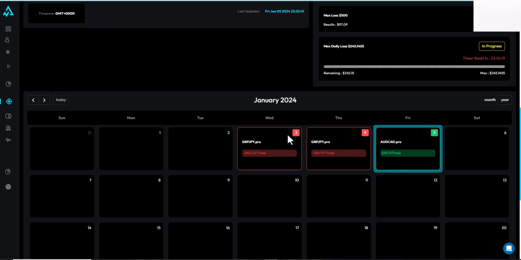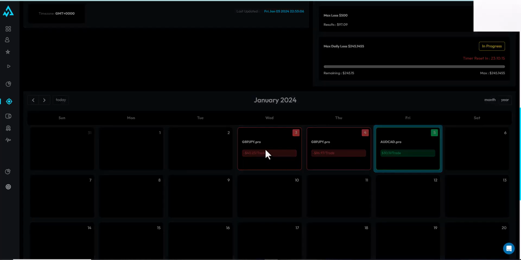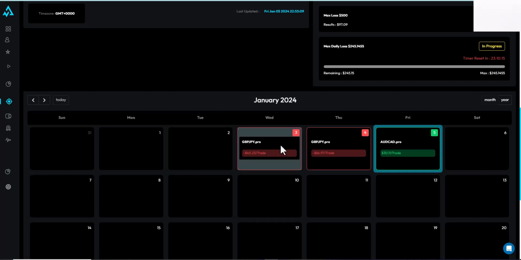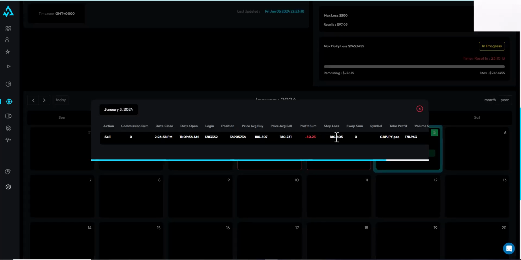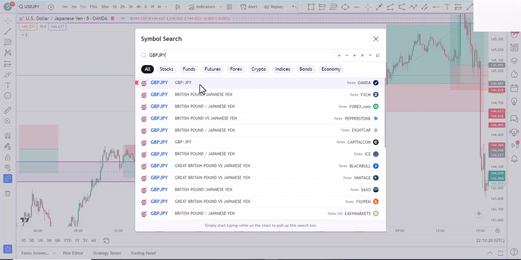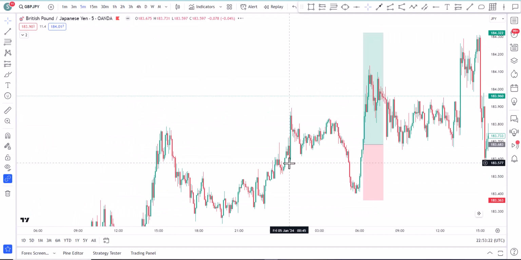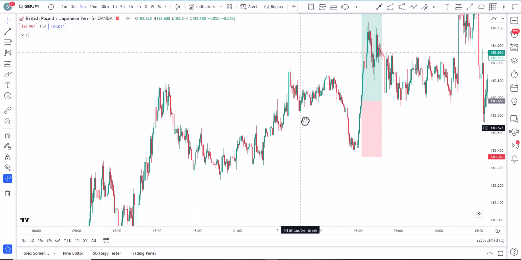Let's look at what happened on Wednesday. I took a loss of $40 on GBPJPY. That was the only trade I took that day. So let's break down my trade on GBPJPY. Let's look at the trade I entered and do a quick analysis on that trade.